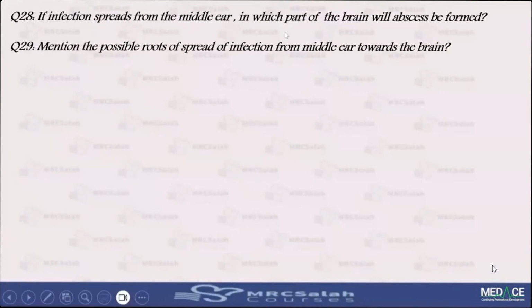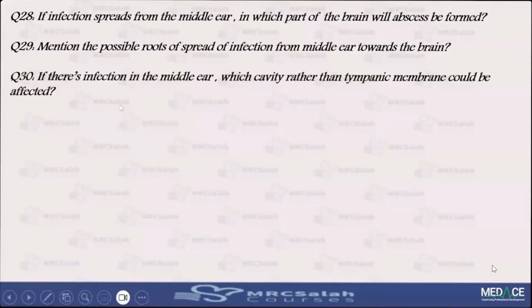So it could be through direct invasion of the bone. It could also be through migratory thrombophlebitis by the emissary veins. And lastly, through the inner ear via the cochlear aqueduct, and through the mastoid air cells, causing mastoiditis as well. Okay, so they are 4, not only 3. Four.